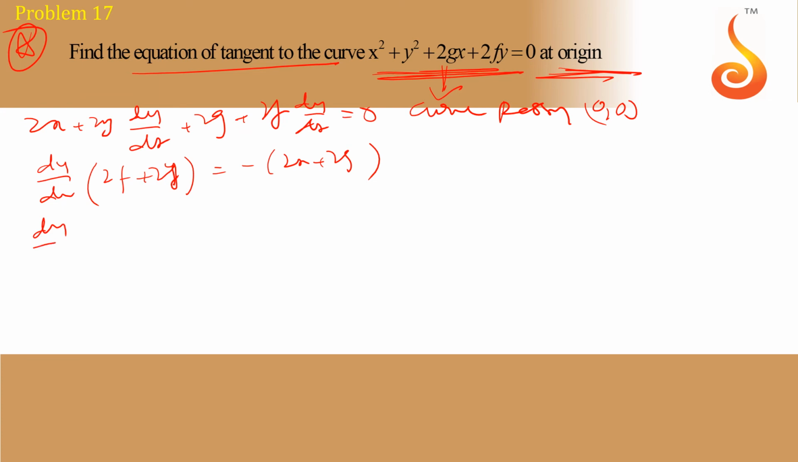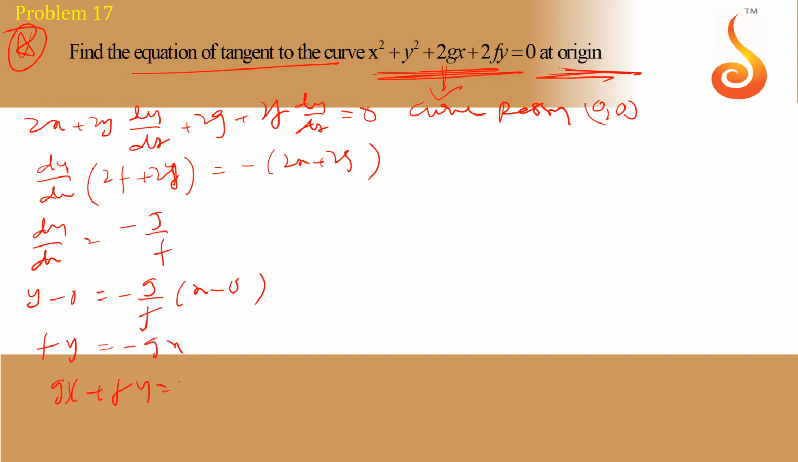At origin, what is the slope? Minus g by f. Then what is the equation of tangent? y minus 0 equal to minus g by f into x minus 0, which is fy equal to minus gx, which is gx plus fy equal to 0.